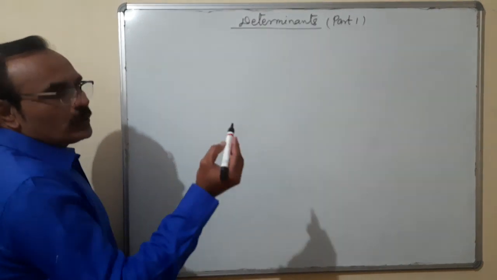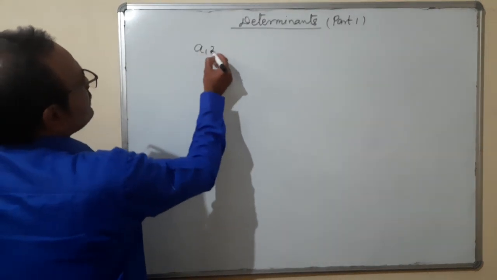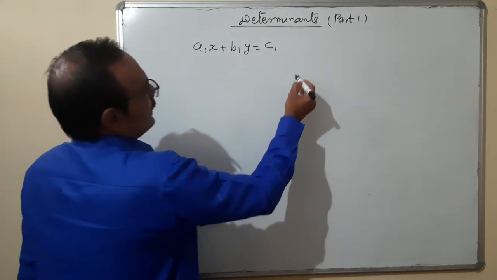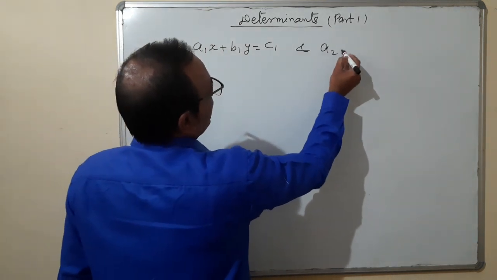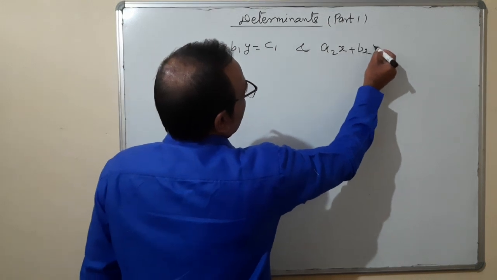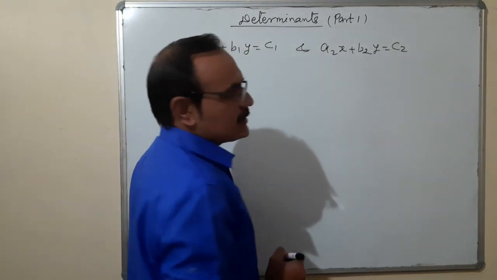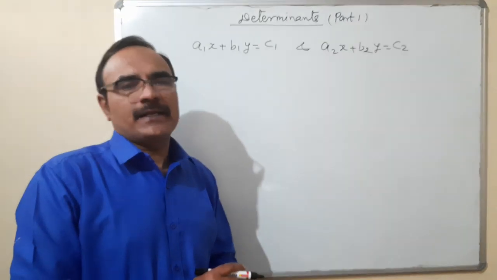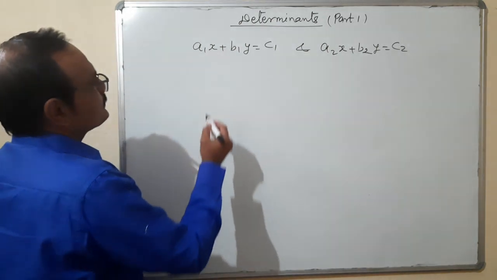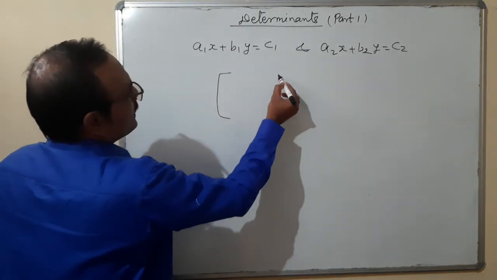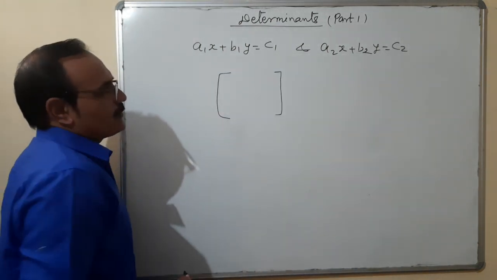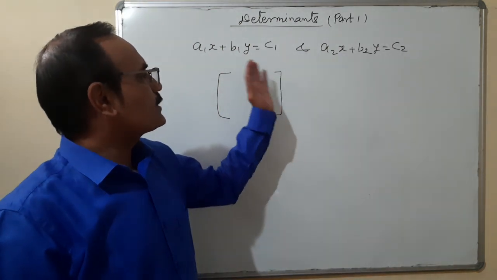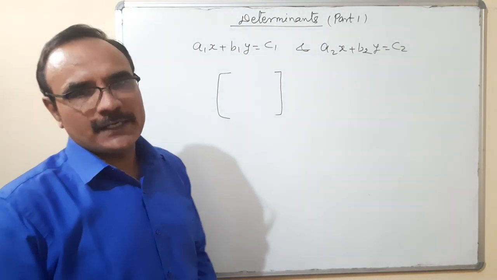Suppose there are two linear equations: a1x plus b1y is equal to c1, and the second linear equation is a2x plus b2y is equal to c2. These are two linear equations. If I want to express these two linear equations in the form of matrices, how should I express them? We know that matrices are a procedure by which you can express any linear equation in that form.